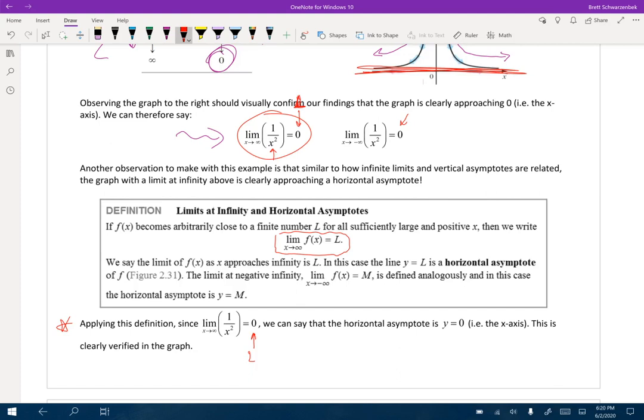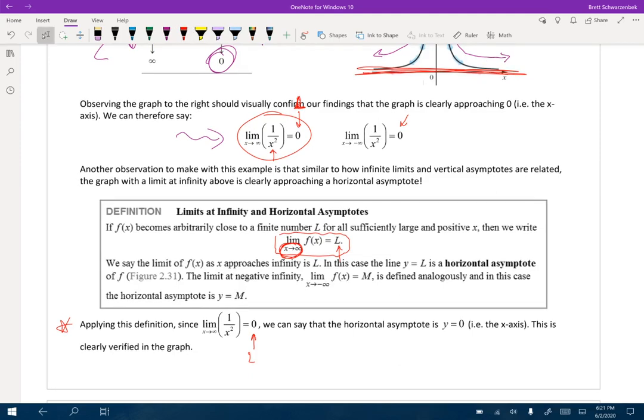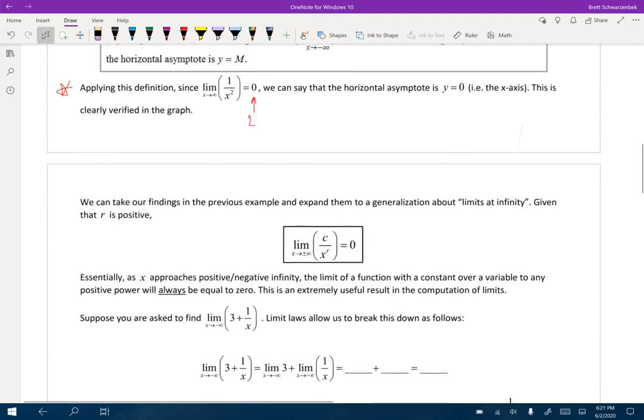Now this is different from when we talked about vertical asymptotes and infinite limits, because the vertical asymptote was all about what x was approaching at the time. Now the horizontal asymptote of a limit at infinity is actually going to be the resulting limit value of our actual function. Okay, so we'll put this all together in a minute, but let's take a peek at a very simple generalization about limits at infinity that always seem to fit.